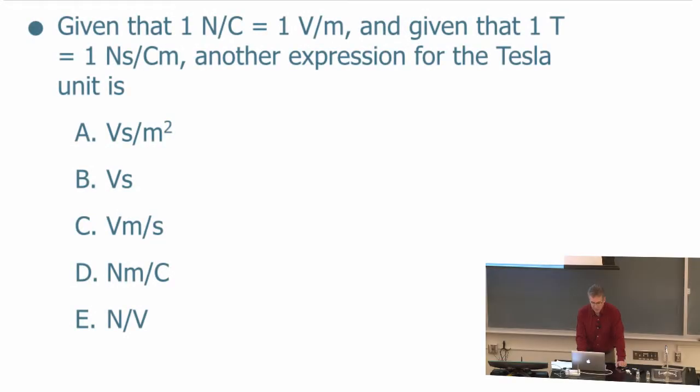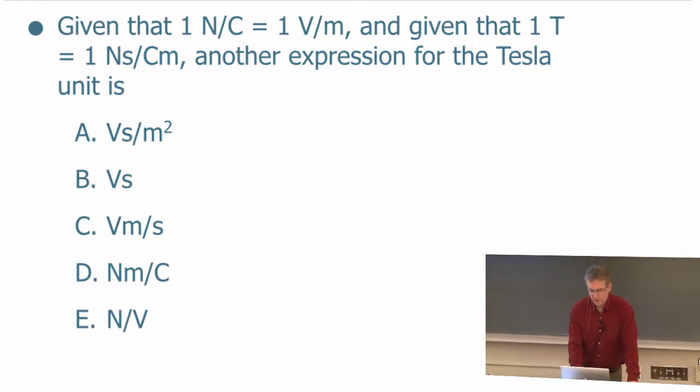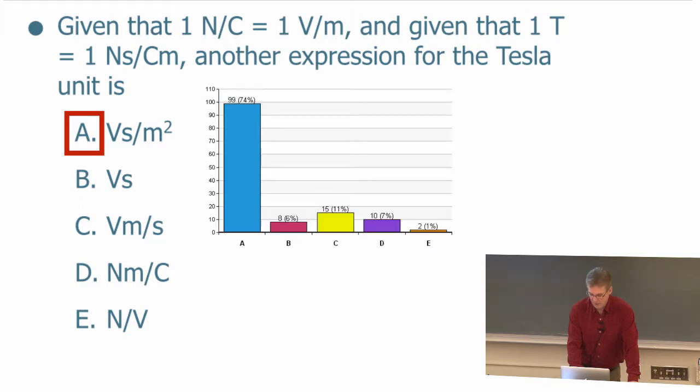Okay, what's the answer? If you want to get newtons seconds per coulomb meters, all you have to do is multiply newtons per coulomb by seconds per meter, meaning you get volt seconds per square meter. Let's see how many got that. Yay. Nice work.